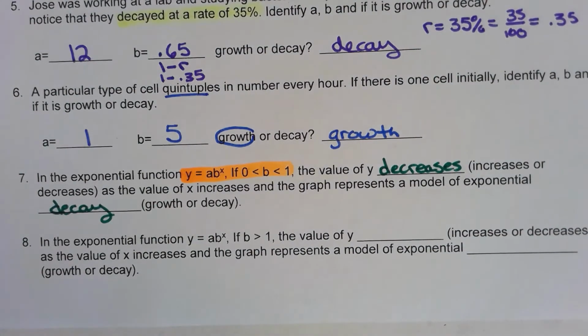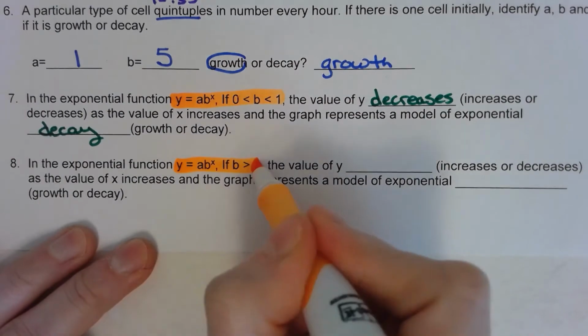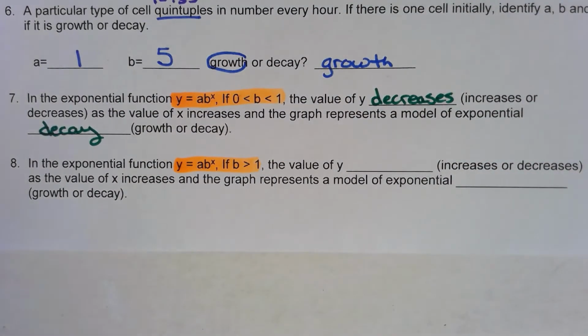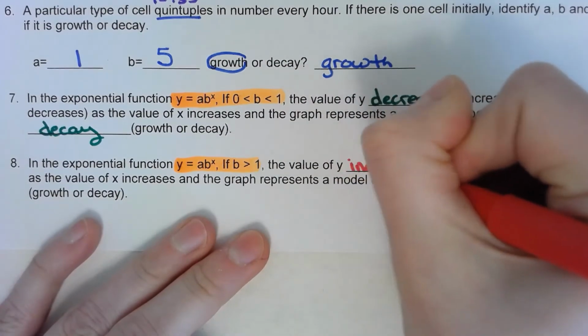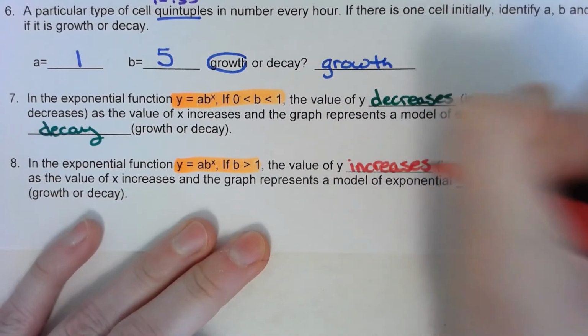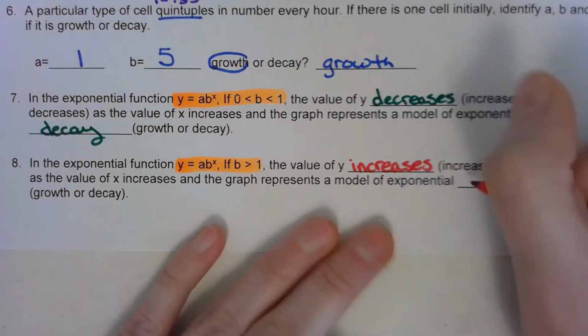Last one. Now this time we've got our exponential function right here. If the b value is greater than 1, that means the value of y is increasing as the value of x increases, and the graph represents a model of exponential growth.